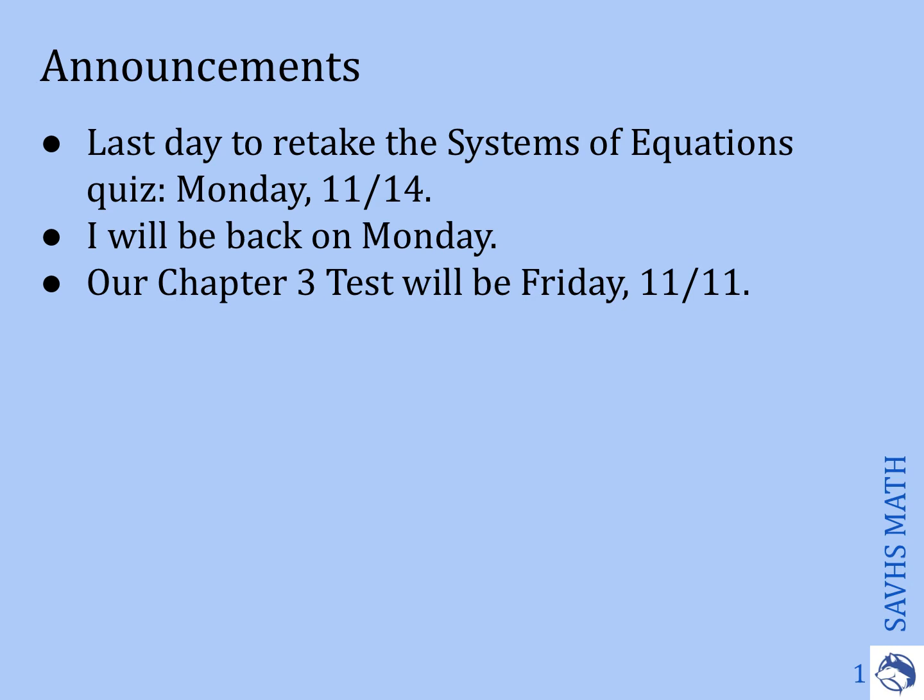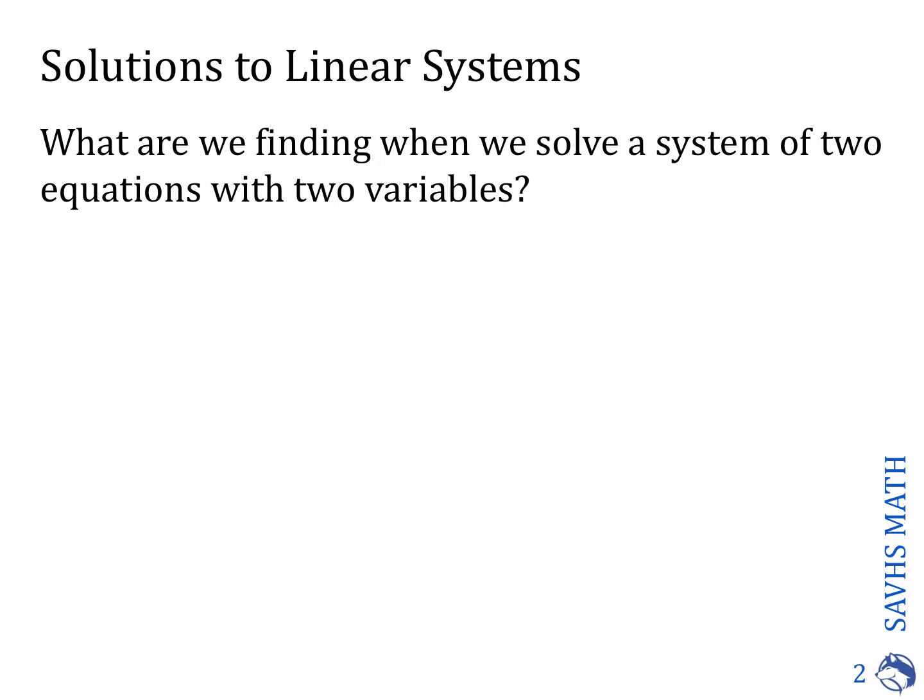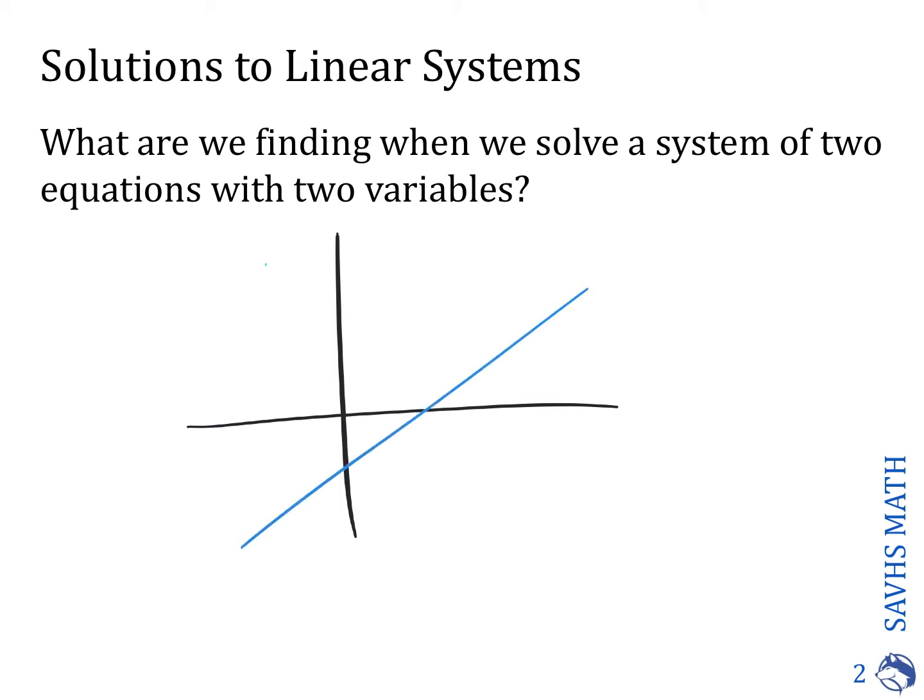After this lesson that I'm going to teach today, there really isn't a lot of new stuff. So next week is going to be a lot of practice and a lot of just getting ready for the test. So I want to start today because I want to talk about what's happening when I'm finding the solution to a system of equations with two variables. And we know that that usually is the spot on the graph where two lines intersect. So this is where our solution is.